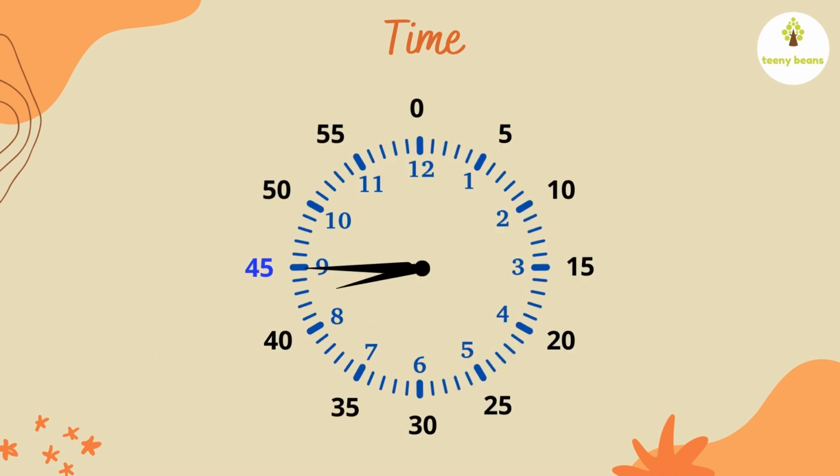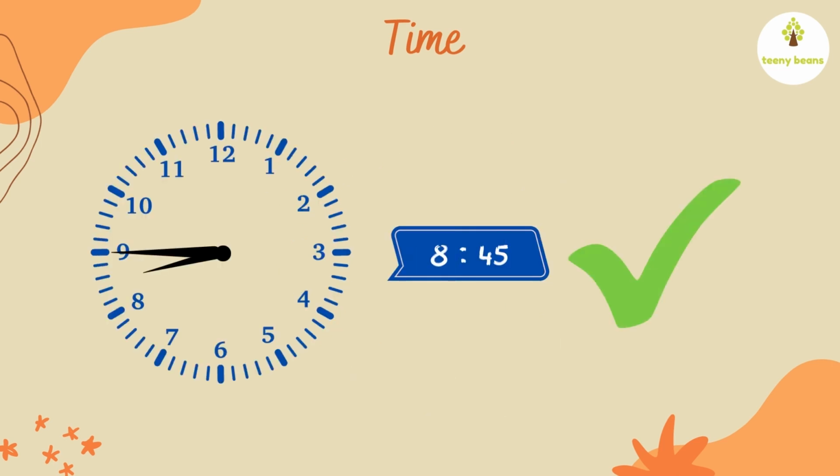So, when the minute hand is on 1, it corresponds to 5 minutes. Minute hand on 2 corresponds to 10 minutes. 3, 15 minutes, 4, 20 minutes, 5, 25 minutes, 6, 30 minutes, 7, 35 minutes, 8, 40 minutes, and 9, 45 minutes. So, with a minute hand on 9, how many minutes do you think it is? 45 minutes. That's right. So, the time should be 8:45. We can say that the time is 8:45 on a digital clock.